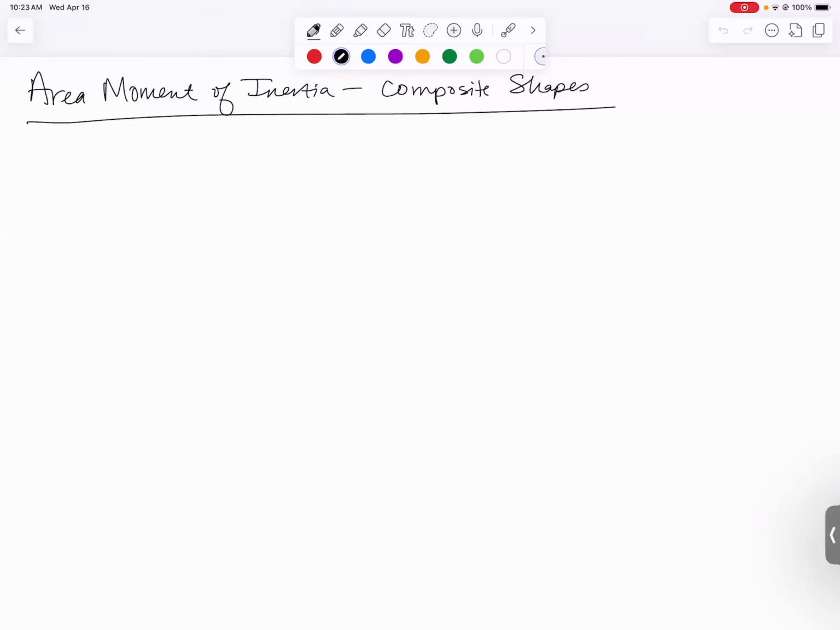Today, we're going to continue our conversation about moment of inertia by learning how to calculate moments of inertia for composite shapes that are built up of simple shapes. So typically rectangles, triangles, maybe circles. Since the shapes are very simple, we are not going to integrate. And actually, this is how we typically calculate moment of inertia most of the time.